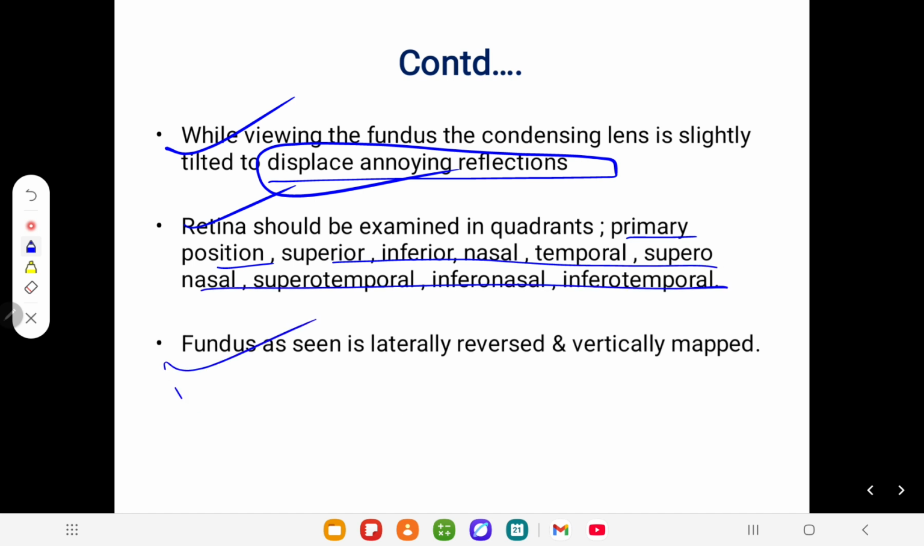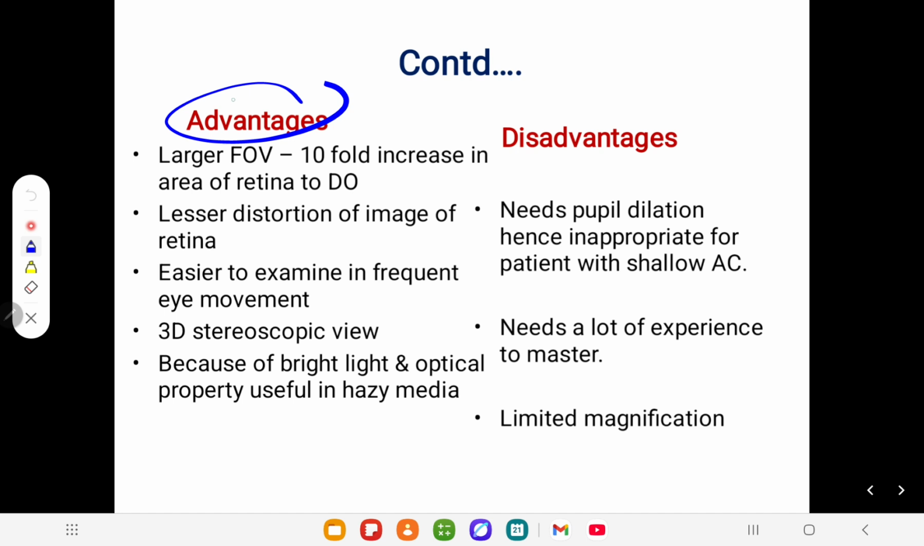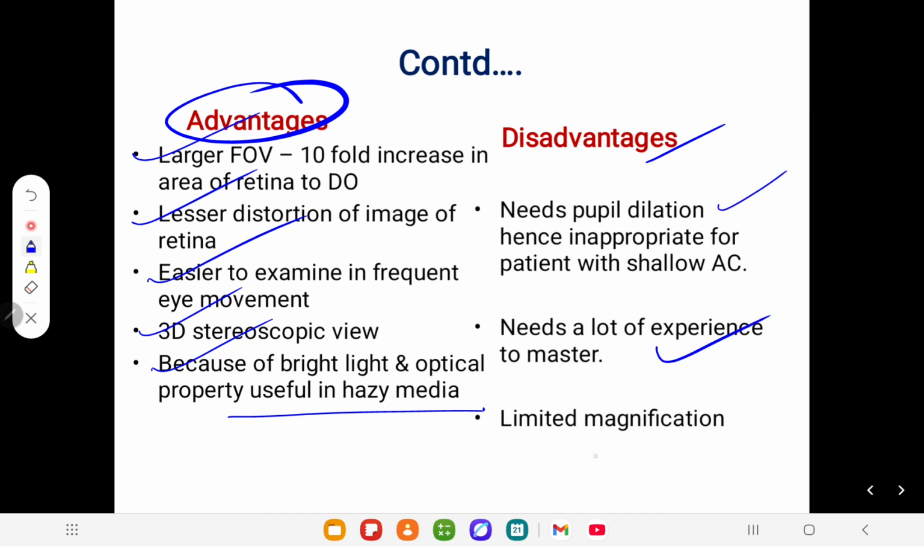The fundus can be seen laterally reversed and vertically inverted. So basically, the advantages are large field of view, lesser distortion of image, easier to examine, frequent eye examination, and a 3D stereoscopic view because of the bright light; its optical property is useful for viewing in case of hazy media. Disadvantages: it needs pupil dilation, hence inappropriate in a patient with a shallow AC, needs a lot of experience, and limited magnification. That's already so; if we use a slit lamp, then magnification will be okay.